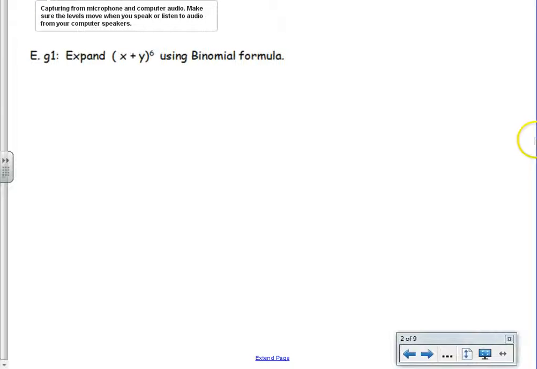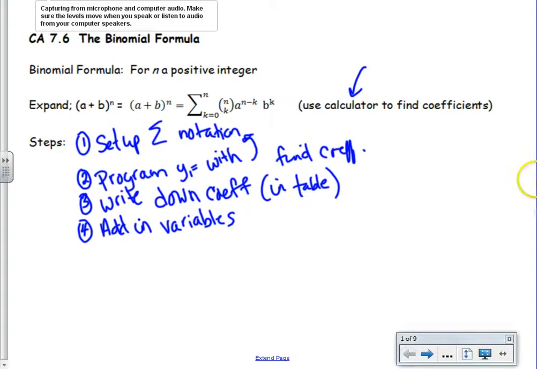Okay, we're going to expand x plus y to the 6th power, and we're going to use our binomial formula. If for some reason you know another way, that's great, but I want you to try this method because it's going to piggyback off of our use of combinations. Now, let me go back a second. I kind of skipped over the formula.